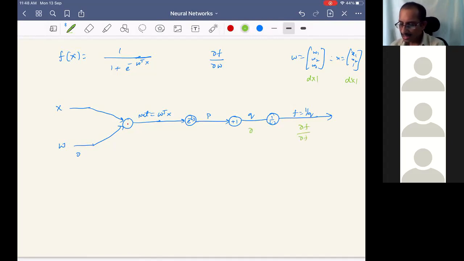So what is the local derivative here? Dou F by dou Q, and then dou Q by dou P, and then dou P by dou net, and what we want to write now is dou F by dou W, so we write here dou net by dou W. Is this fine or not?